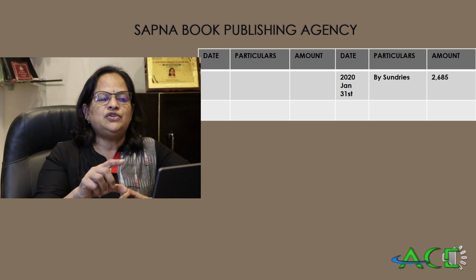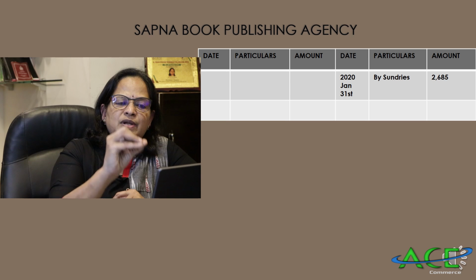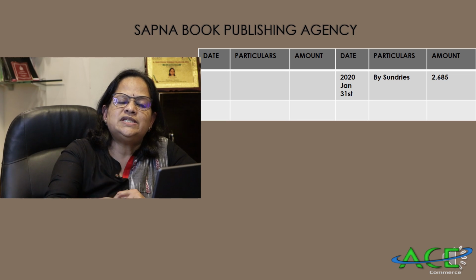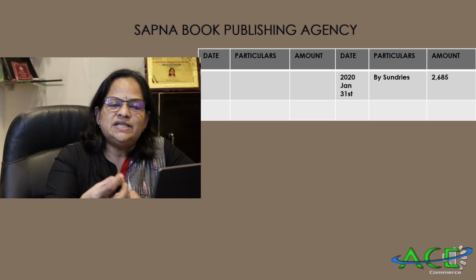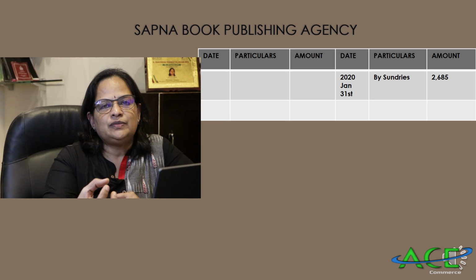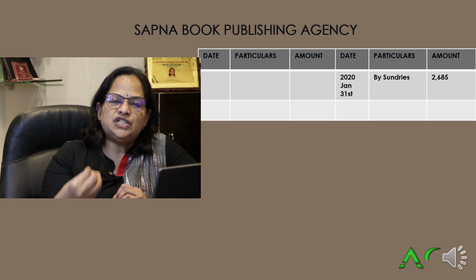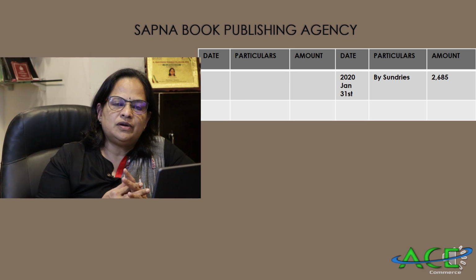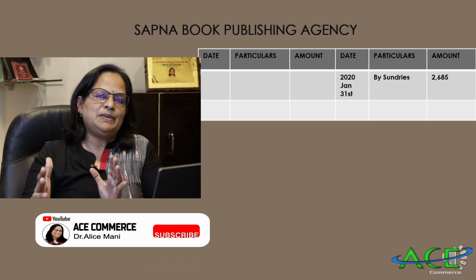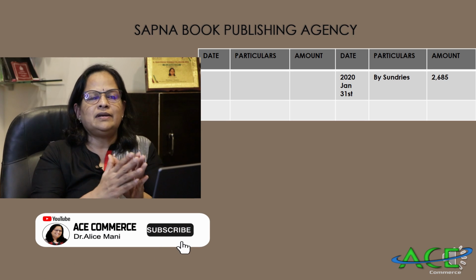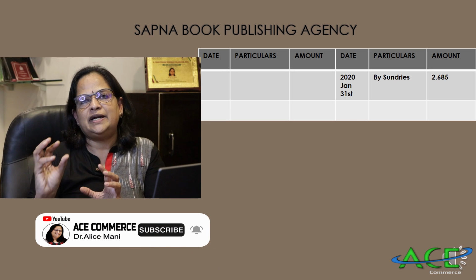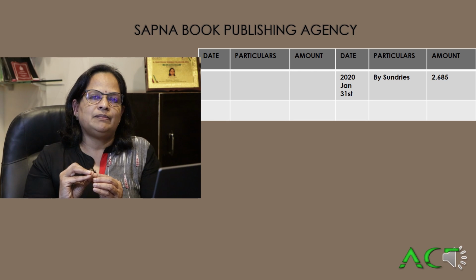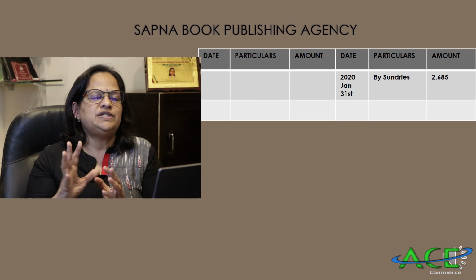Now these totals if you take Sapna Book Agency, Sapna Book Publishing Agency, credit side if you can see that sundries 2,685. So this is the advantage of purchase returns book. So this you have to remember that purchase returns book, we will record all the items returned to the supplier. So when you are posting the individual supplier's account and totaling, that will be the correct total will appear in the credit side of the distributor or the supplier or whoever purchased the item. So that is the advantage of purchase returns book.